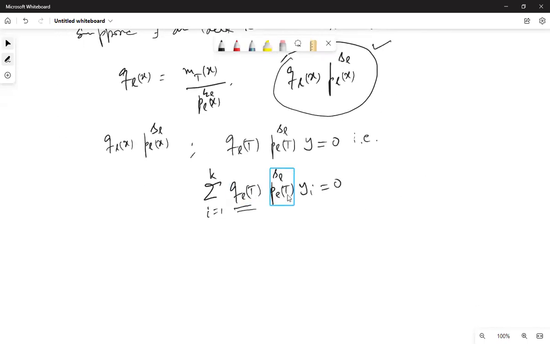So from here, what happens? This PL would be particularly killing YL. So what I get is QLT, PLT raised to the power SL, YL is 0. Rest assured they are killed by this QL.